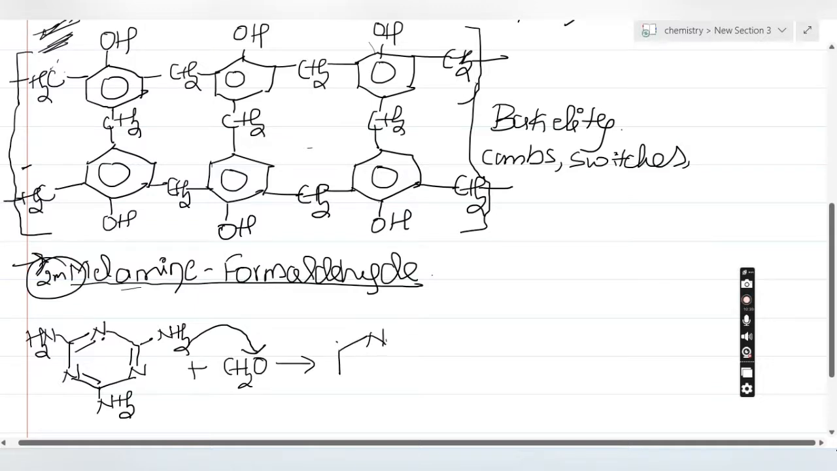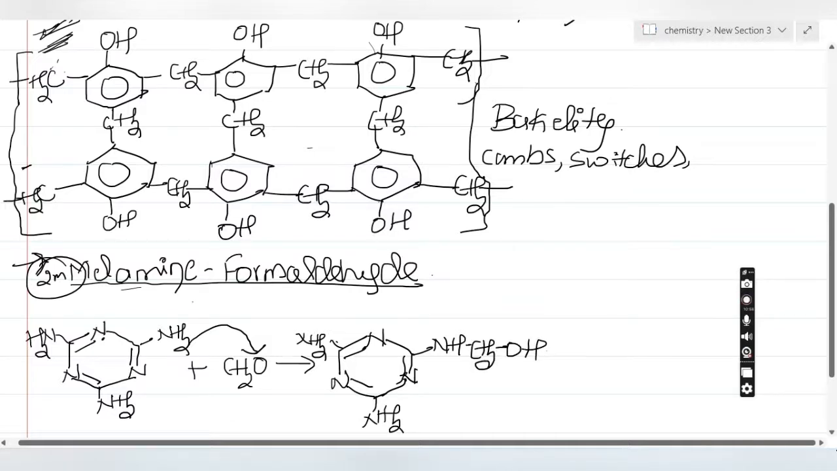So N, and here one N. All are connected by alternating double bonds. So left side NH2, no change, drawing it. Here also NH2, no change. But this NH2 loses a hydrogen, no? Therefore it becomes NH, and that is connected to CH2OH.